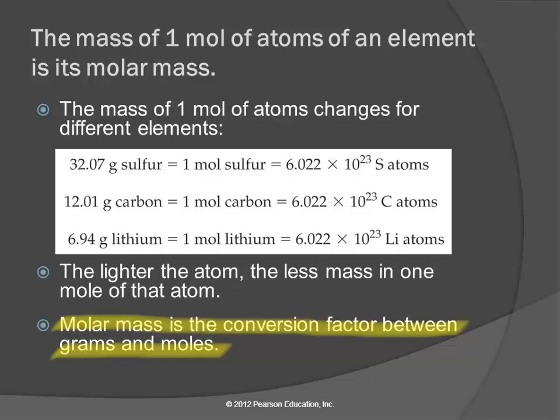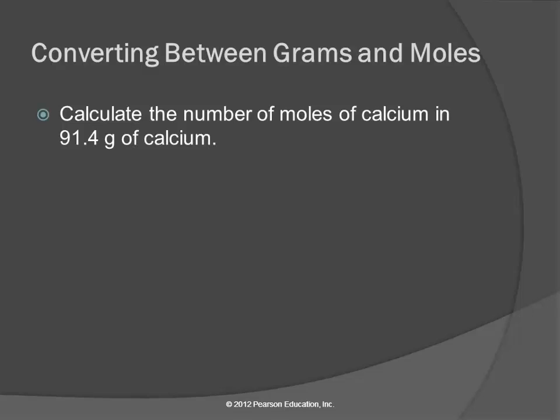Because weighing is how we can measure things. We can't count the atoms, and yet when we look at chemical reactions, they happen between particles, and so we have to deal with numbers of atoms. And so we need to use moles and we need to use grams, and this is how we get between them. So let's do an example. Calculate the number of moles of calcium in 91.4 grams of calcium.